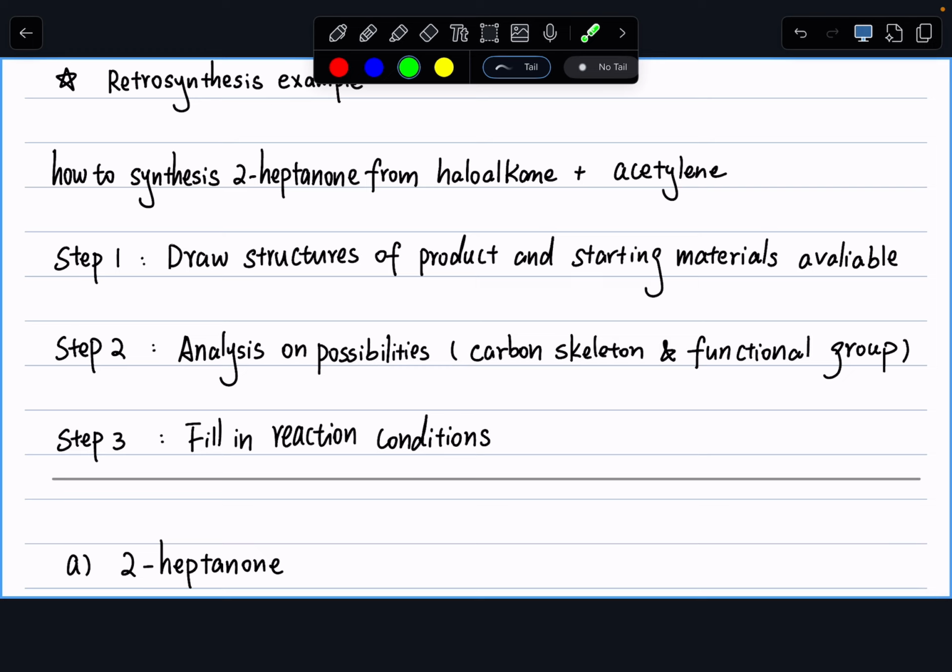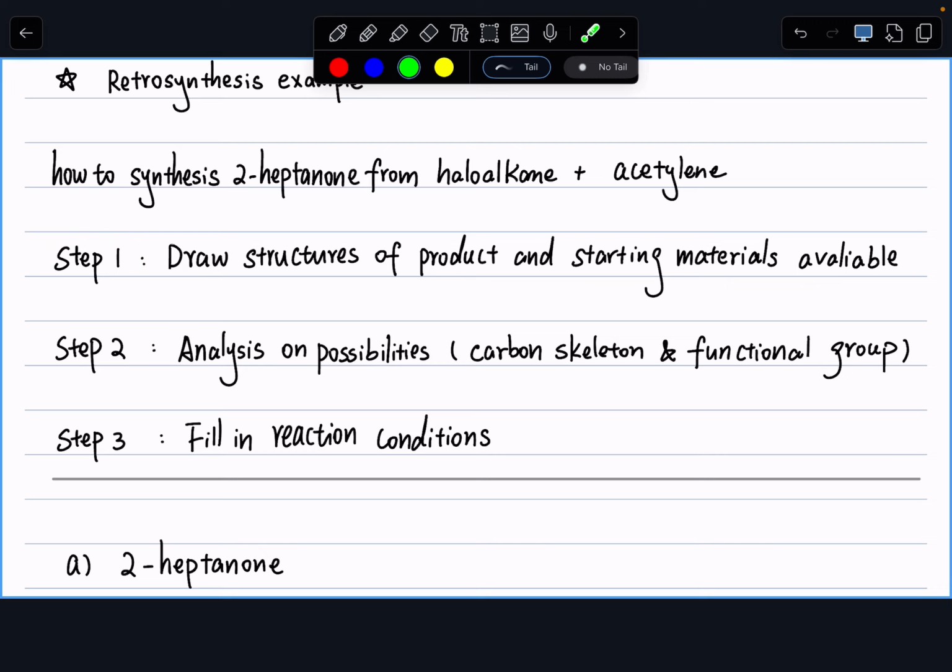Again, I'm going to keep this one with you: what are the steps to approach this kind of retrosynthesis problem, right? Step one, you want to draw the structure of your product and the available starting material. That's why we spend time on nomenclature. Two, analyze the different possibilities and see how you adjust the carbon skeleton and functional group. And three, write out the full reaction. So let's just do that together.